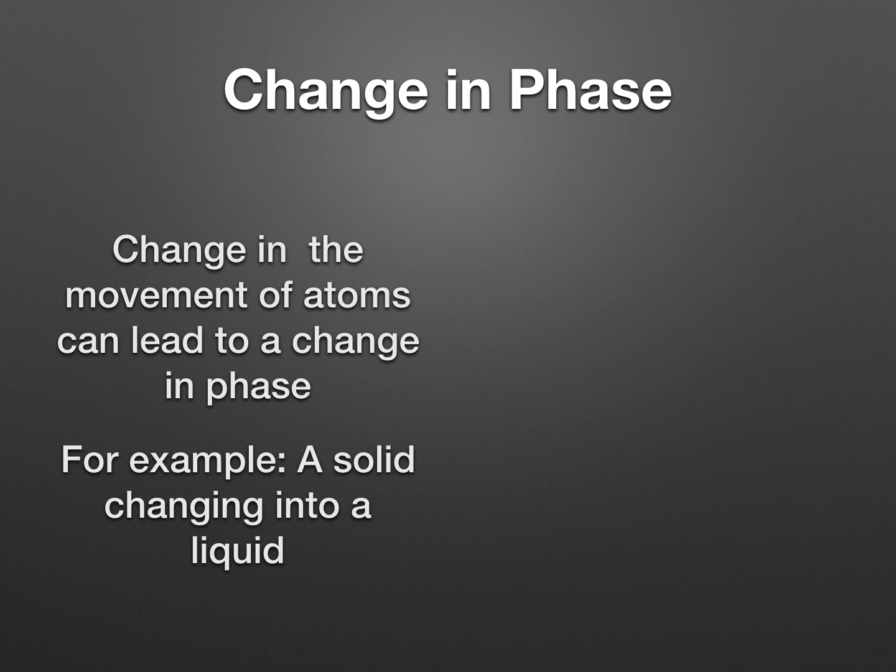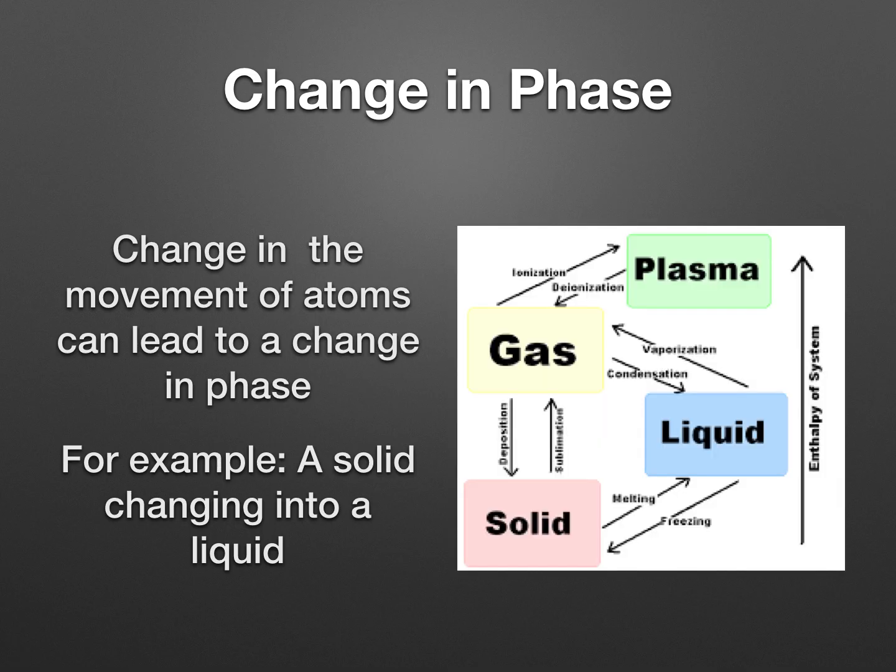For example, a solid turning into a liquid. And I have this little fancy chart here with these really big sciencey words. You don't need to know the sciencey words on the arrows, but you do need to know that if a solid turns into a liquid, that's called a change in phase or a change in state. It's the same thing. State and phase are the same word.